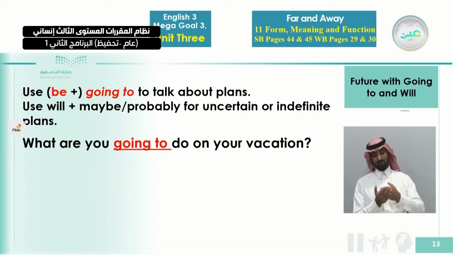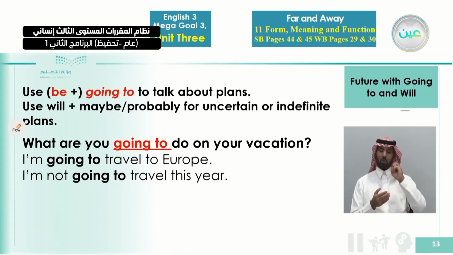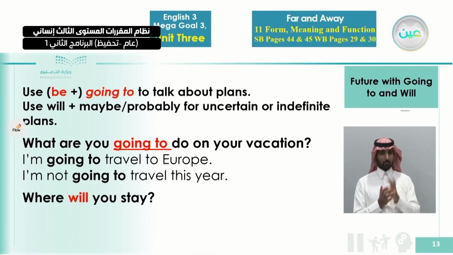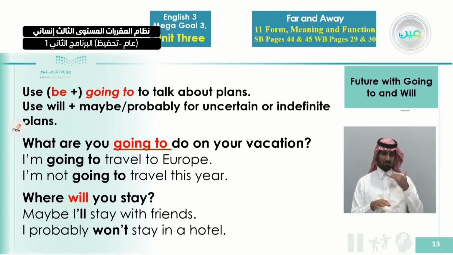What are you going to do on your vacation? So you planned your vacation, and I'm asking you now what you are going to do on your vacation. The answer can be, I am going to travel to Europe. So this is planned. Okay, here you can say also, if you want to make it in a negative form, you say I'm not going to travel this year. Okay, where will you stay? Okay, this is talking about something probable. Maybe I can say I will stay with friends. Next, I probably won't stay in a hotel. So this is not planned, but with be plus going to before the verb, that means something planned.